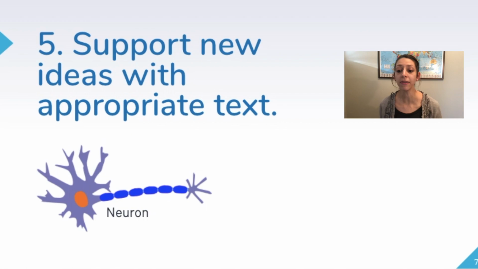Number 5, support new ideas with appropriate text. So another way to minimize extraneous processing is to put words and pictures close together on the screen. So for an image on a slide illustrating a particular process, for example, an enzyme interacting with a substrate and then changing into its products, the text describing each step of the process should be placed as close to the image as possible instead of as just a footnote on the bottom of the slide or in a separate location. But it's important to avoid complete minimalism in videos too, so don't delete all your text.